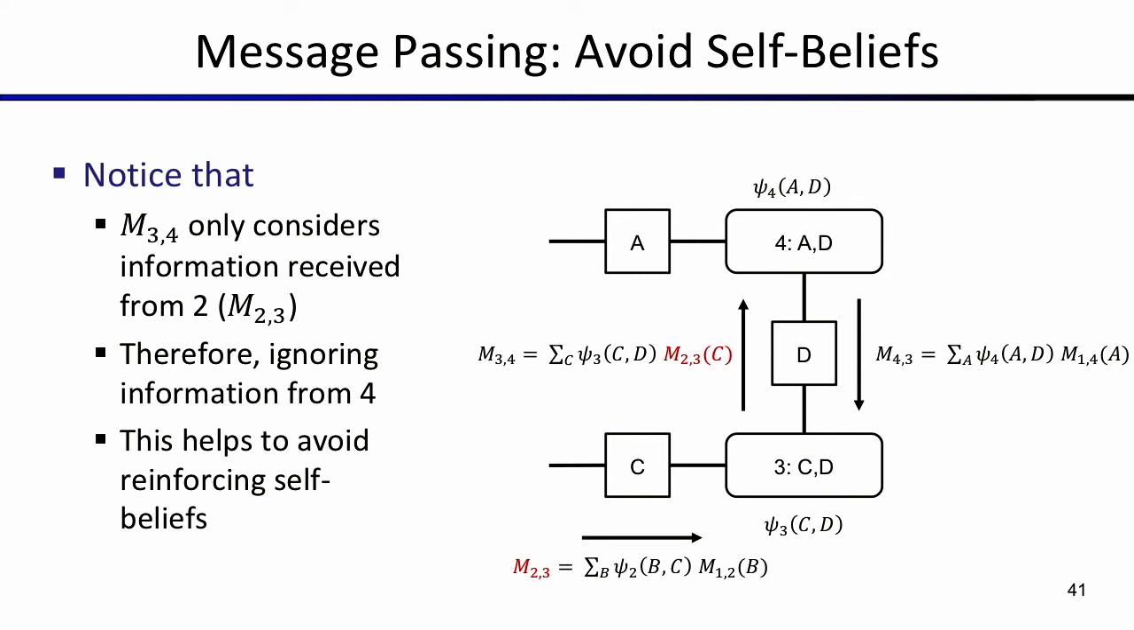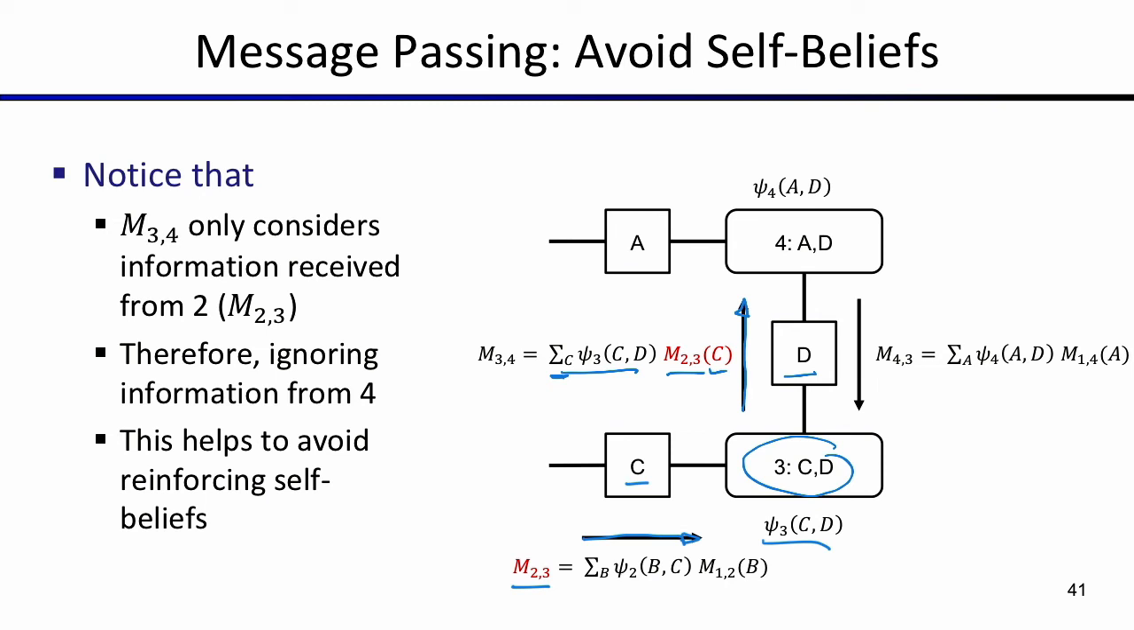Okay, I know that we have discussed this before several times in different contexts, but again, we should avoid self-beliefs. So when I compute this message here, I'm going to take the message that I got from this guy here. So it's going to be the message 2, 3, over the separator C. That's great. I'm going to multiply by the factor that I have here, that is this guy here. And I'm going to eliminate the variable C because this message is over D, and that is what I sent.